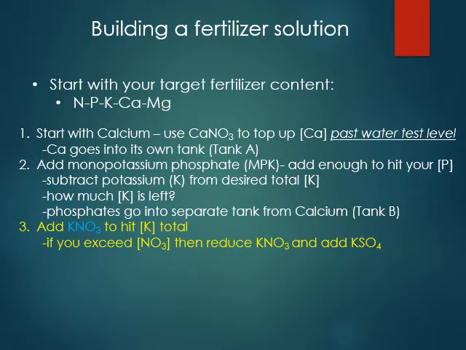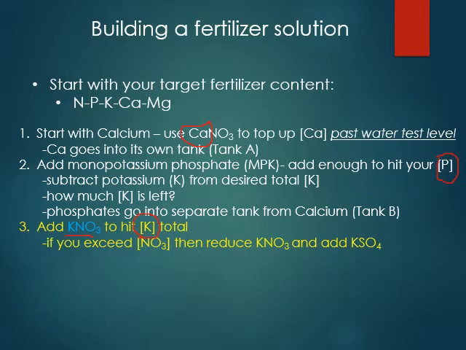Next, we want to go to our potassium. So we started with calcium targets, tried to hit them. We moved on to phosphorus targets, tried to hit them. Now we're going to use potassium nitrate to hit our potassium target. Okay, so you go to your spreadsheet, you start inputting millimoles for your potassium target. Maybe your potassium target is 5 millimoles. So you're going to add 5 millimoles of potassium nitrate and see where that takes you.